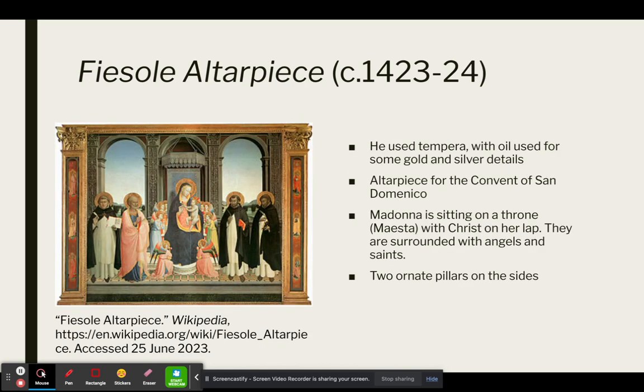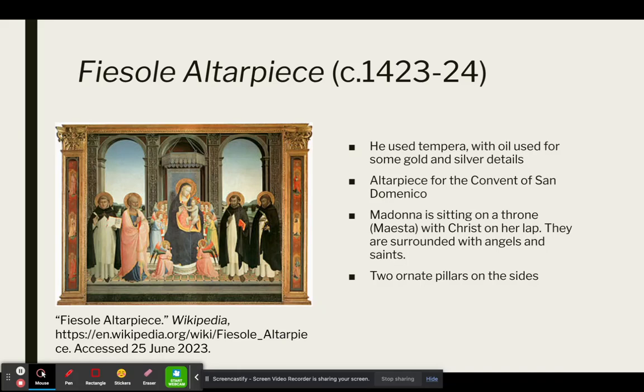The next artwork is the Fiesole altarpiece. He used a tempera with oil for some gold and silver details. The altarpiece was commissioned for the convent of San Domenico, which he was heavily involved in.